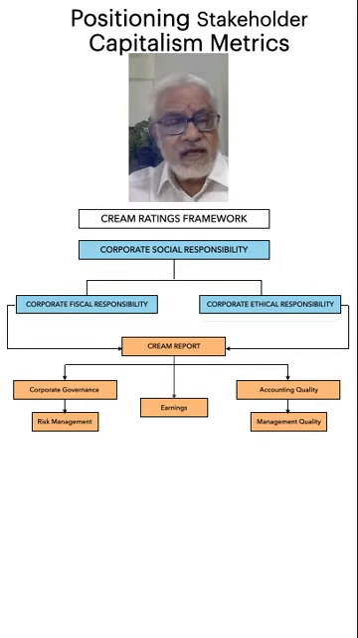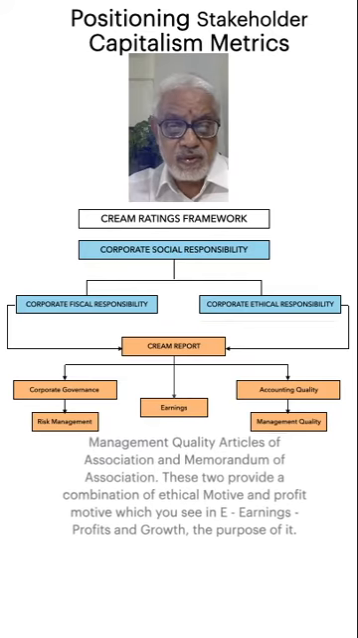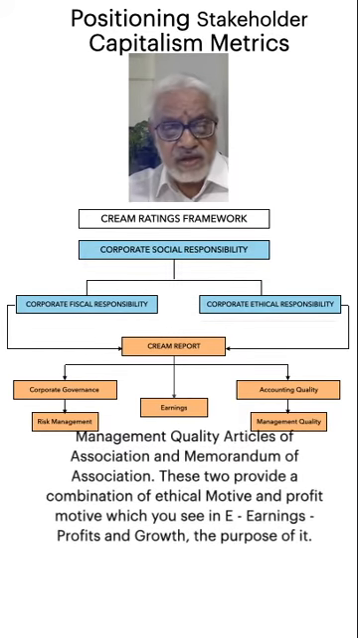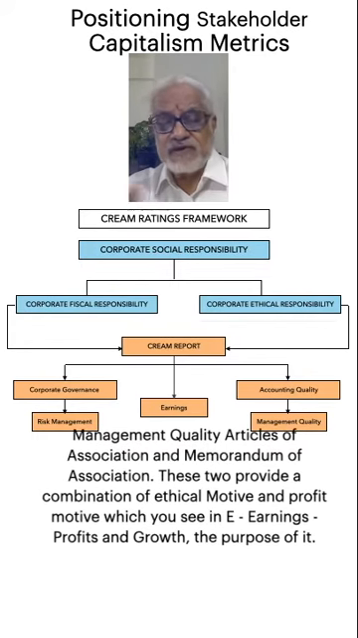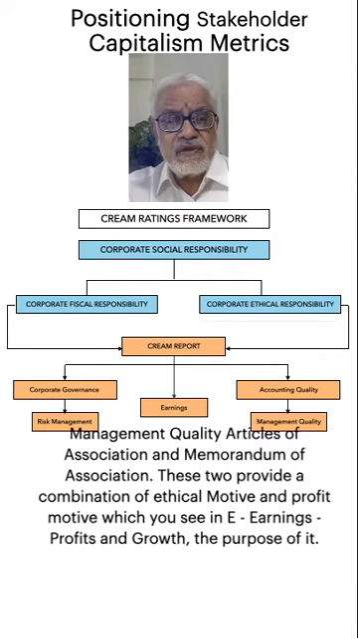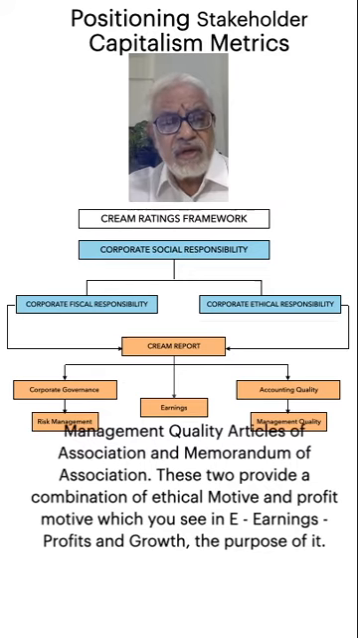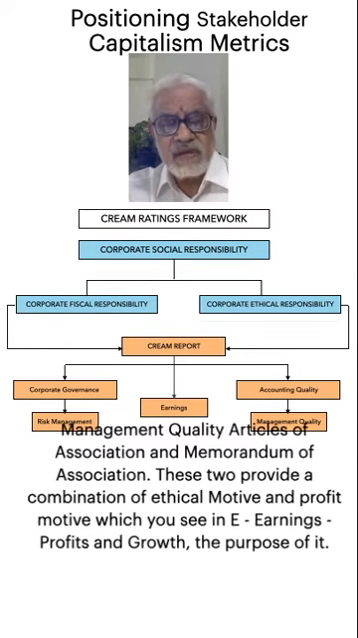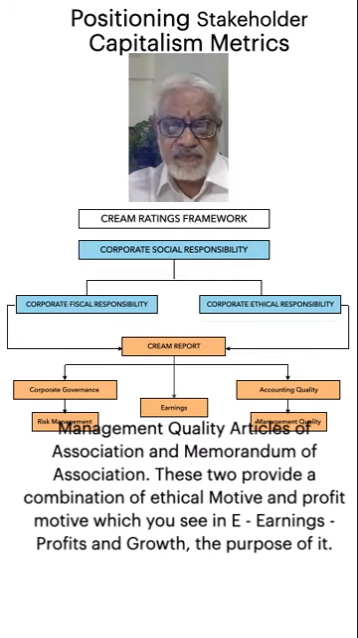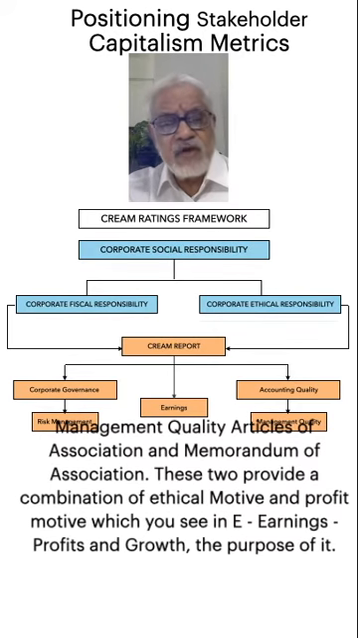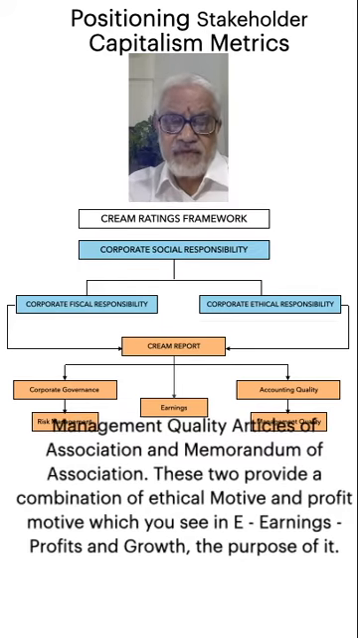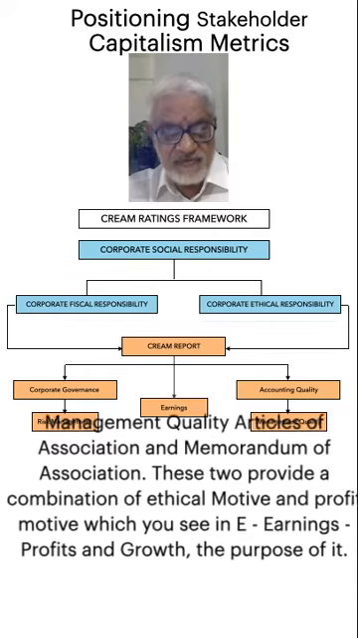Accounting quality is full of accounting standards and various connected regulatory provisions. They are mandatory. Whereas management quality starts with two: AOA and MOA, Articles of Association and Memorandum of Association. These two are a combined regulatory requirement before a corporate or a joint stock company can start as a public limited company. This provides a combination of ethical motive and profit motive, which you will see under E, profits and growth, the purpose of it.